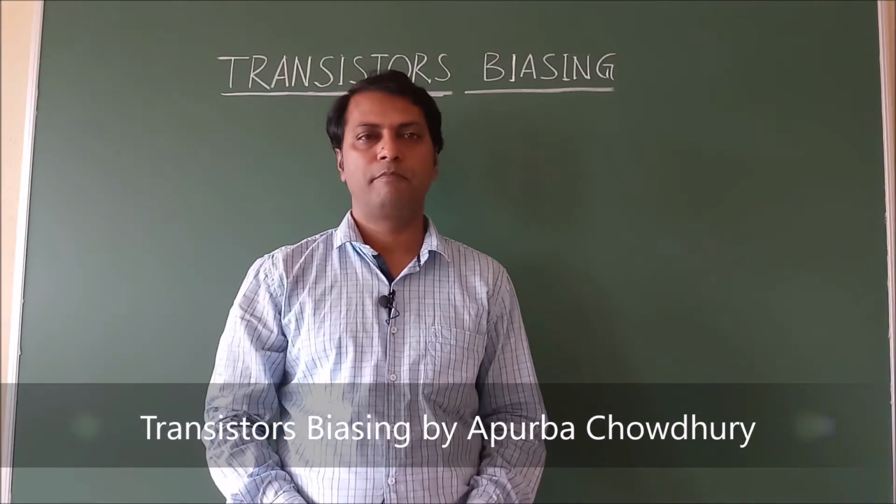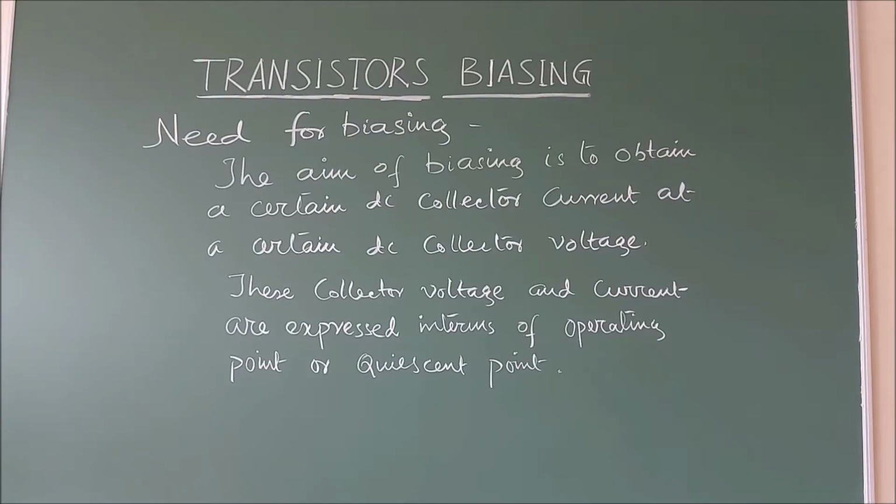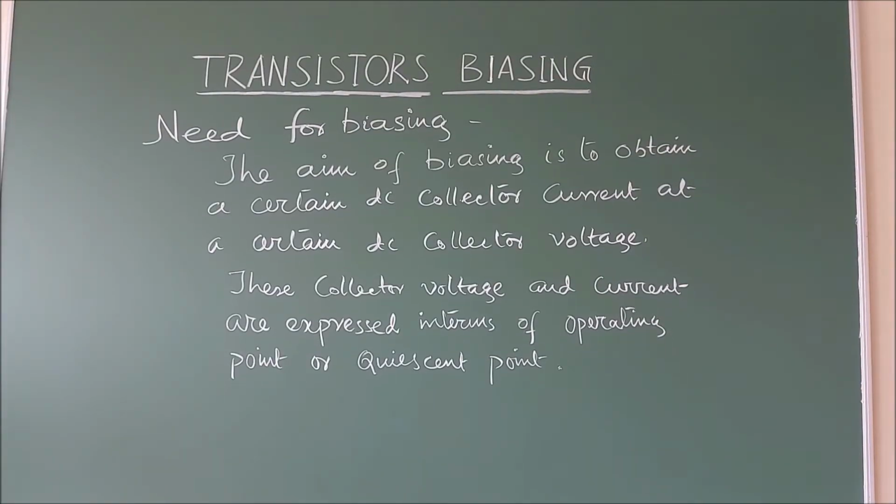Welcome to my channel. Today's topic is transistor biasing. Now, first, the need for biasing. The aim of biasing is to obtain a certain DC collector current at a certain DC collector voltage. These collector voltage and current are expressed in terms of operating point or quiescent point, in short Q point.